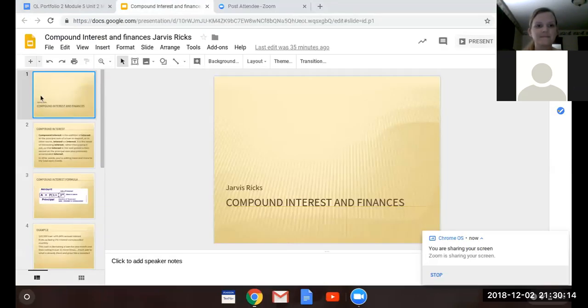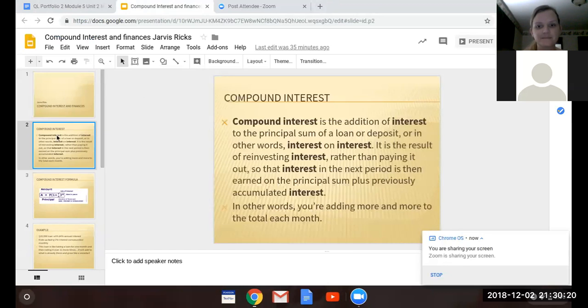Okay, Compound Interest and Finances by me, Jarvis Ricks. Okay, so Albert Einstein said compound interest is the eighth wonder of the world. He who understands it earns it, and he who doesn't pays it.